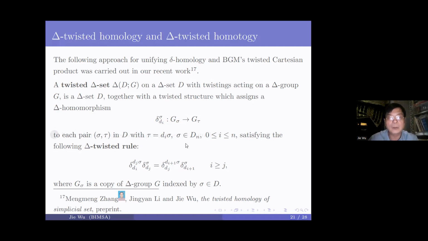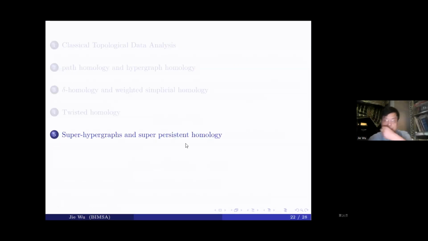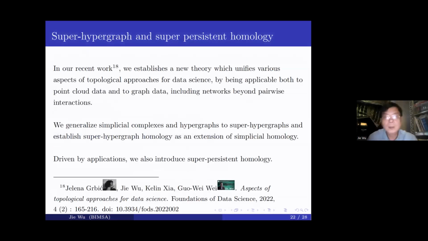Now, here I want to say a bit more. This will be joint work with Guo-Wei and Kelin. In this work we actually try to understand the topological approaches to data science, right? And we try to give a framework for this, using only mathematical approaches.